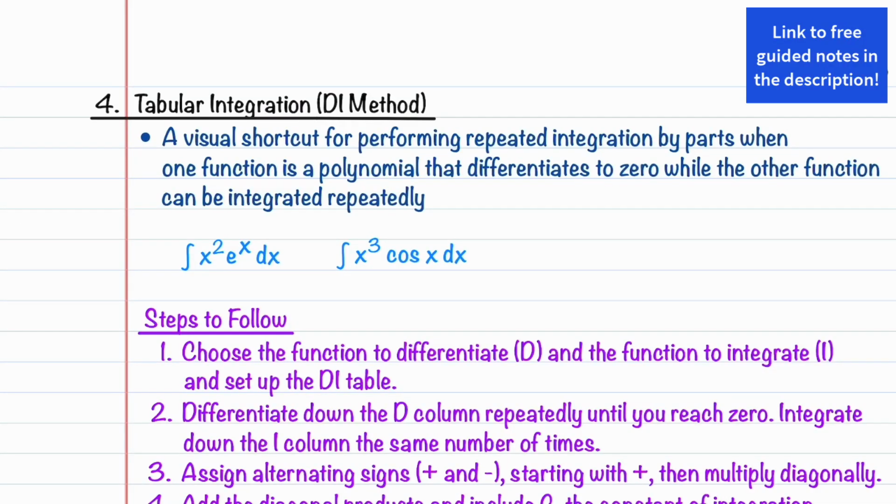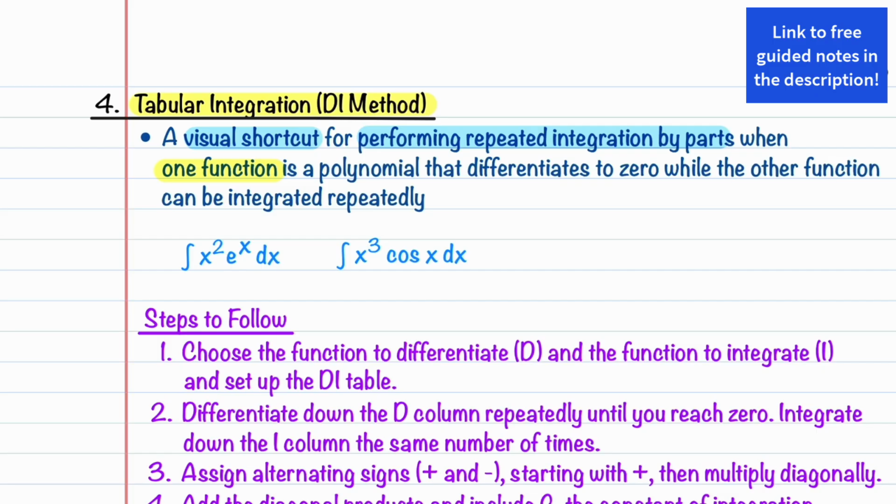We're going to now learn about tabular integration, otherwise called the DI method, and this method can save you a lot of time for certain integrals. This method is just a visual shortcut for performing repeated integration by parts when one function, let's highlight that in yellow, is a polynomial that differentiates to 0.